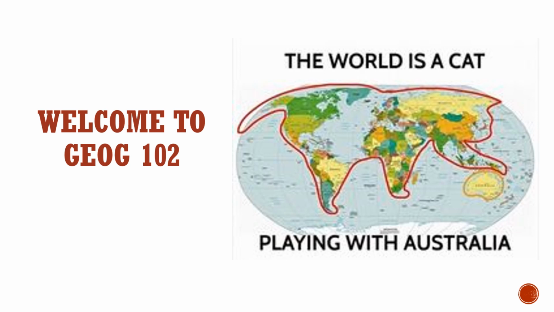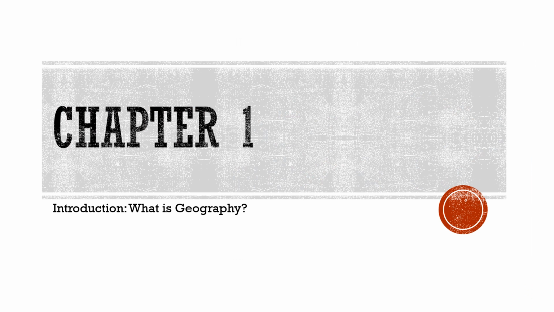First, a cute little picture here. If we think about the world, it kind of looks like a cat playing with Australia. We'll be talking about 10 different regions as we go through this course. In chapter 1, we're looking at what geography really is.